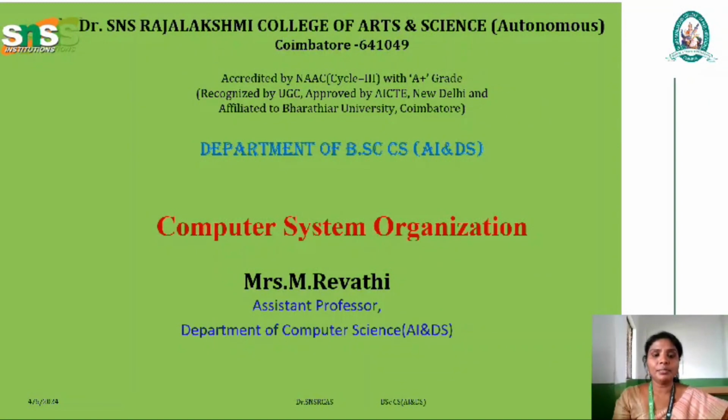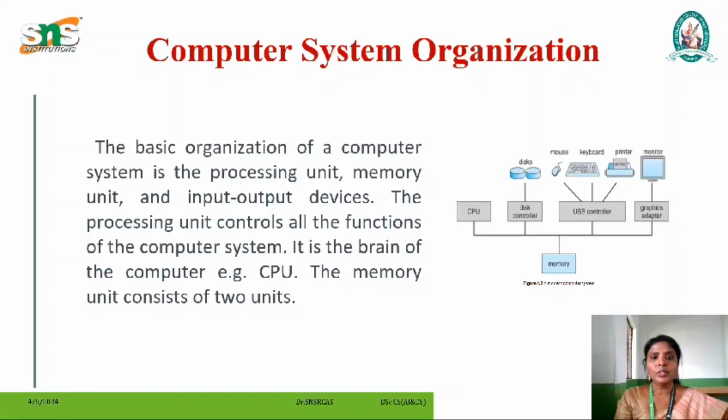In this series, we are going to see about computer system organization. The computer system organization consists of the processing unit, memory unit and input-output devices. The processing unit controls all the functions of the computer system. It is the brain of the computer, for example the CPU, the central processing unit. The main processing unit consists of two units: one is an arithmetic unit and the other is a logic unit.